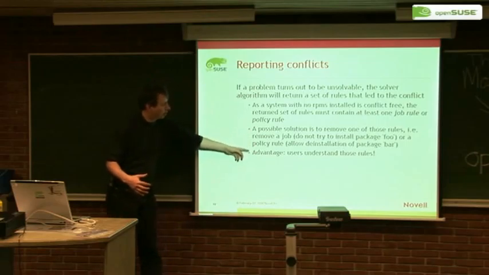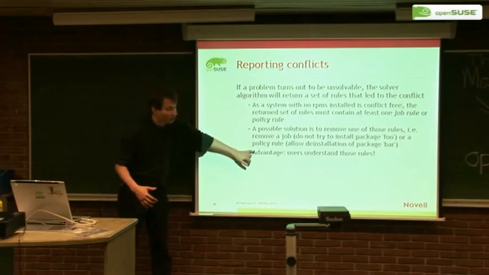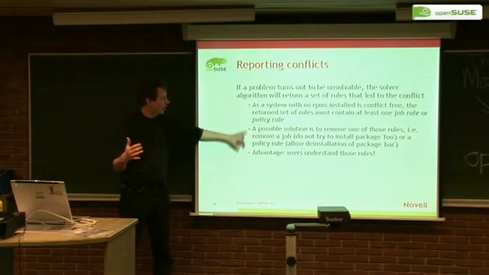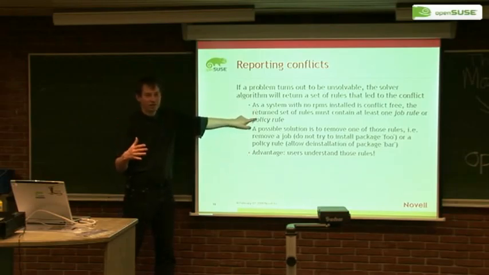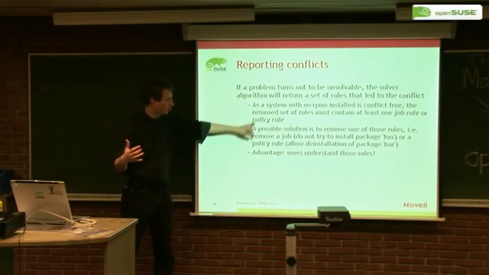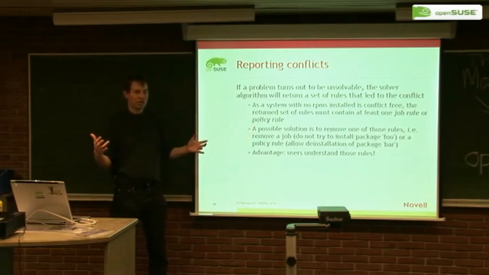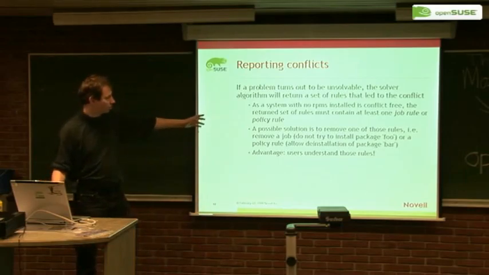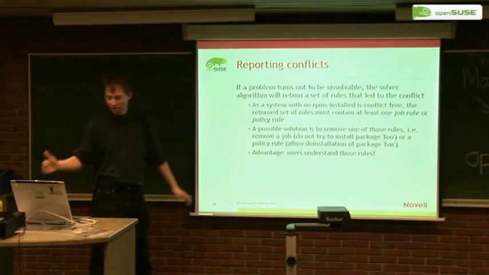And the good thing is, the user knows all that, so he knows what's going on there. Because if it's a job rule, the user directly clicked on that, or the user has an understanding about those policy rules, because they are so easy, they are just don't change the vendor, don't change the architecture, whatever. So the user gets suggestions that he understands.